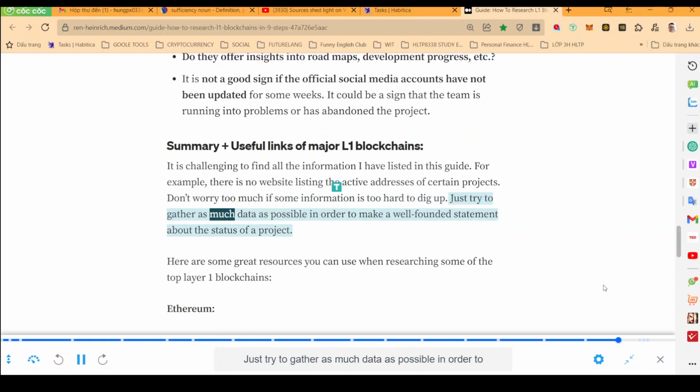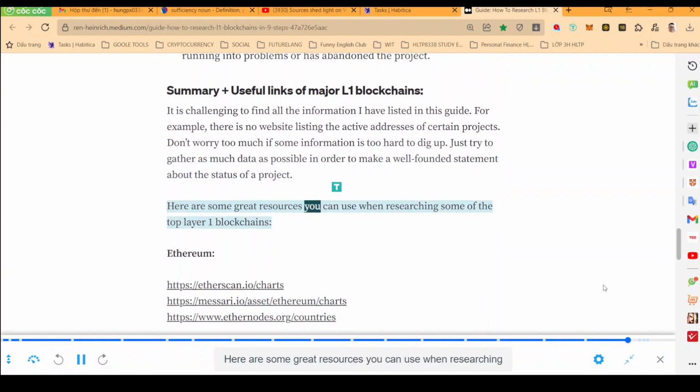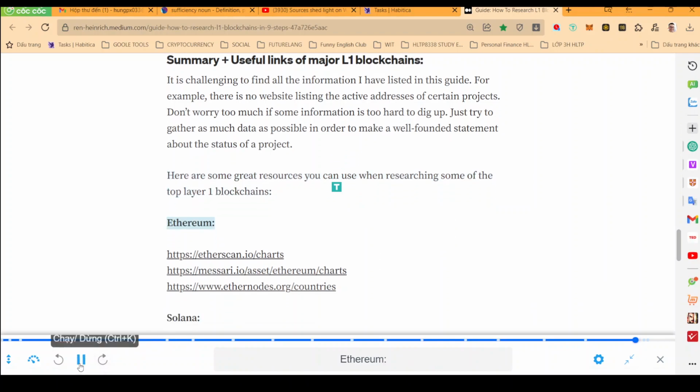Just try to gather as much data as possible in order to make a well-founded statement about the status of a project. Here are some great resources you can use when researching some of the top Layer 1 blockchains. Ethereum.